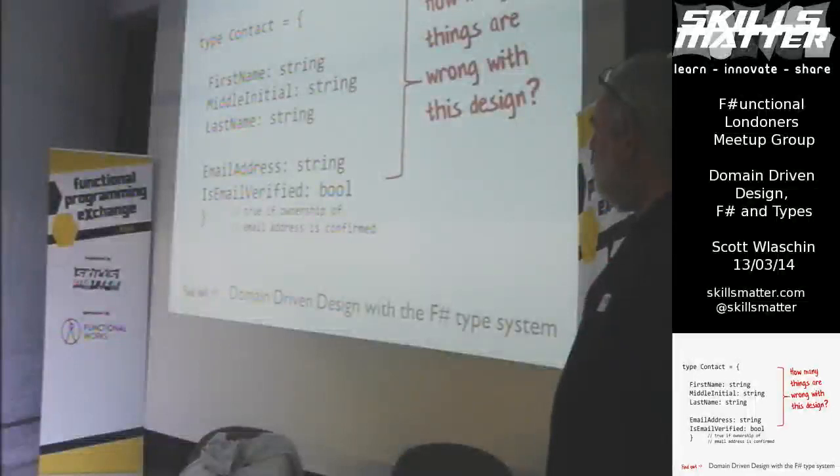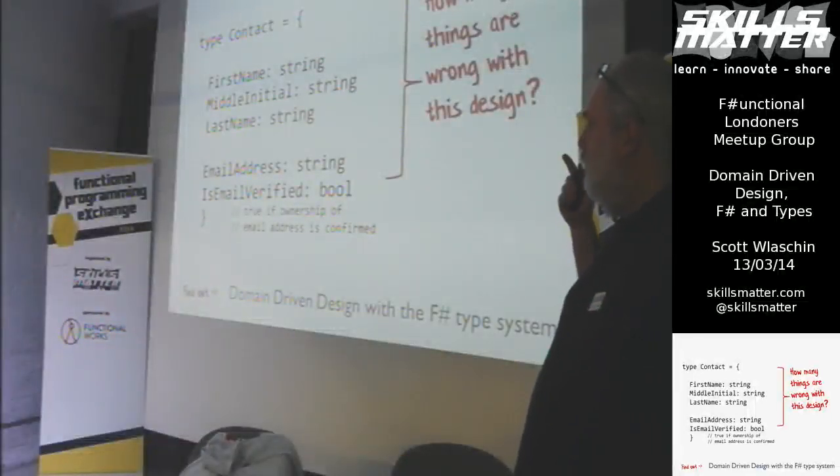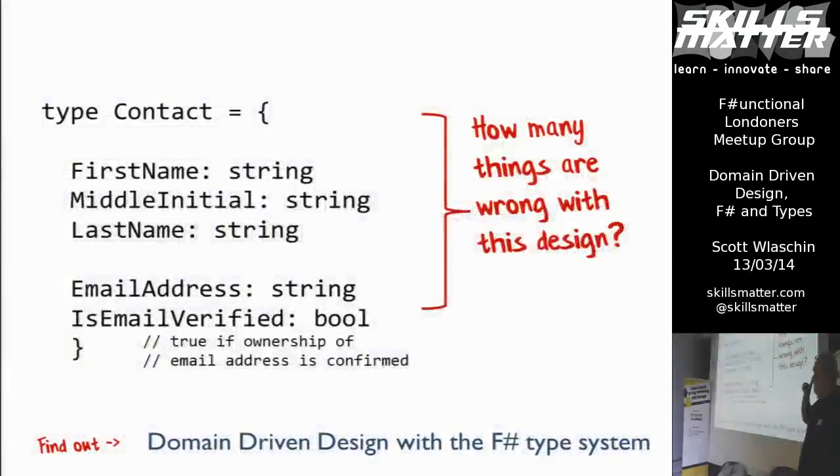Here's a very simple record type, the kind of thing we probably see all day long. Email address and email verified, which is set if you own the email address. So how many things are wrong with this design? Now, if you program in C# or something, this is probably what your typical code looks like. It's very simple. There's strings everywhere.